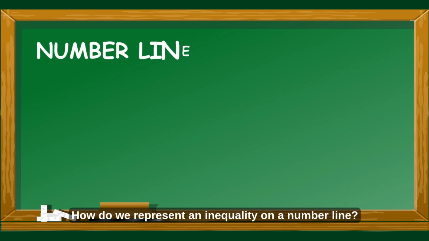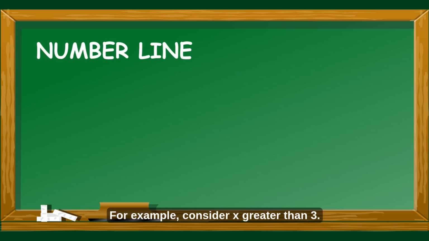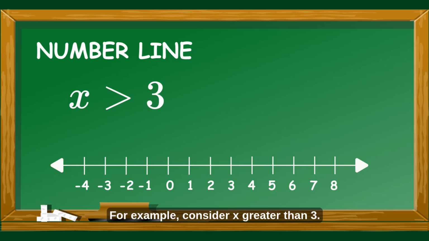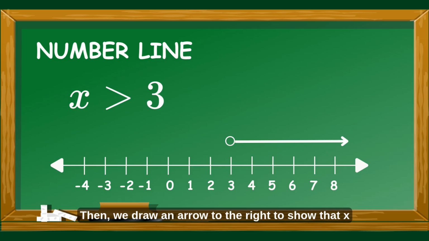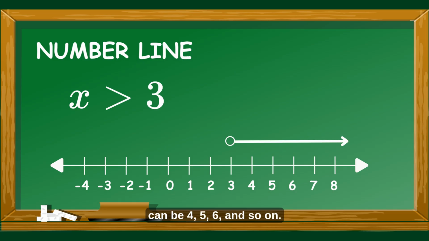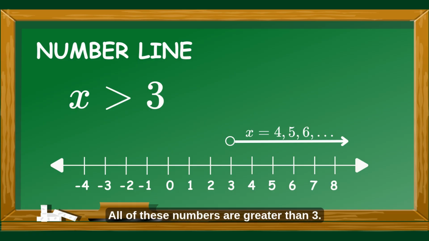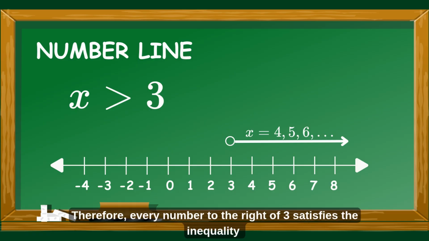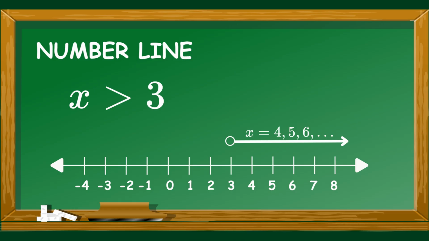How do we represent an inequality on a number line? For example, consider x > 3. We use an open circle at 3. Then, we draw an arrow to the right to show that x can be 4, 5, 6, and so on. All of these numbers are greater than 3. Therefore, every number to the right of 3 satisfies the inequality x > 3.